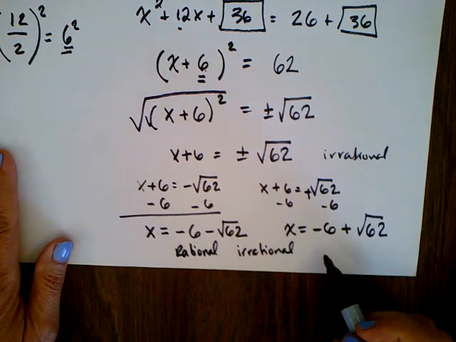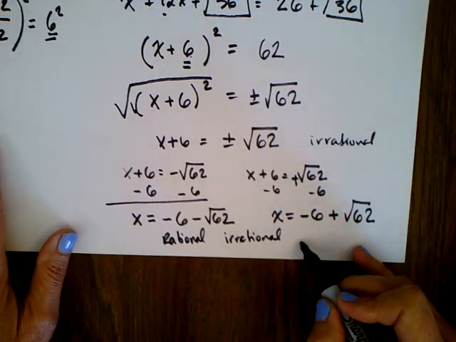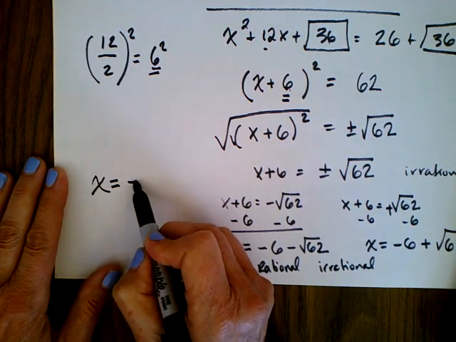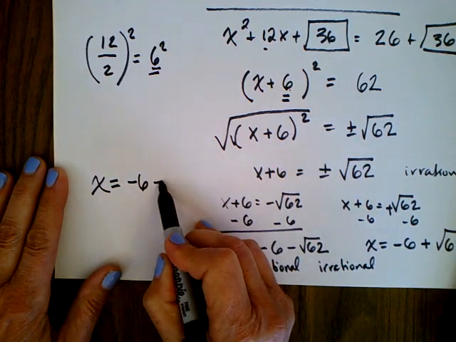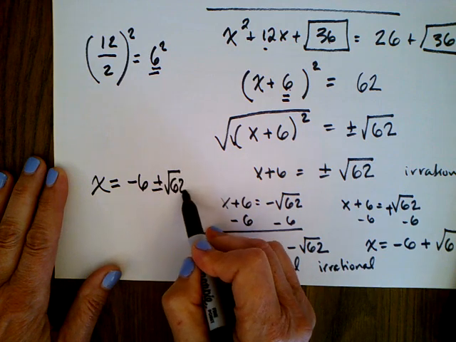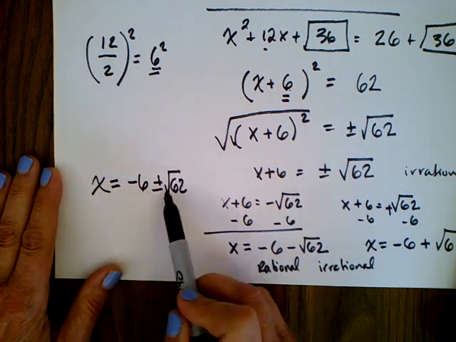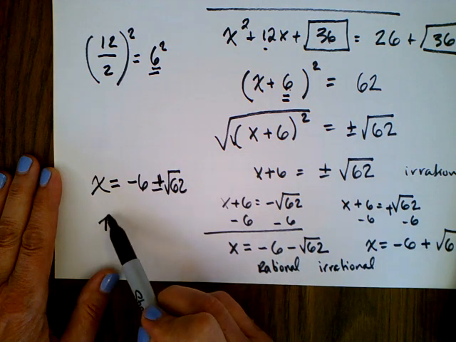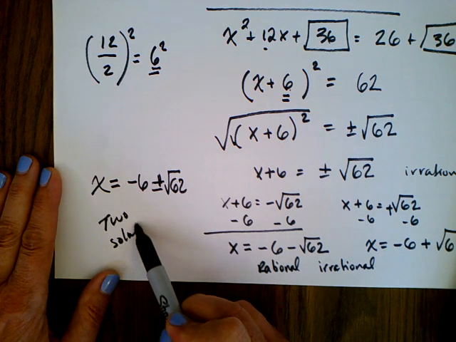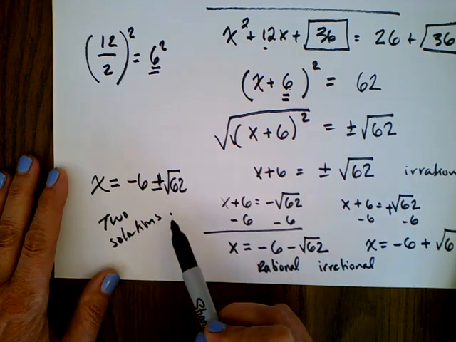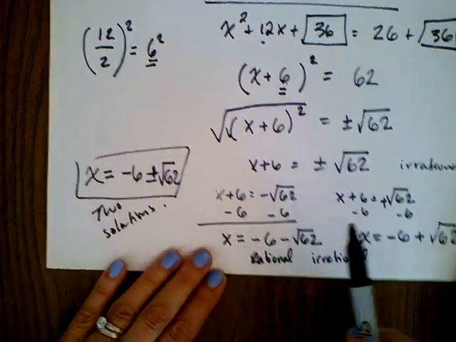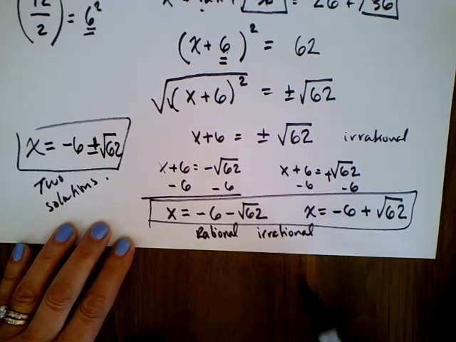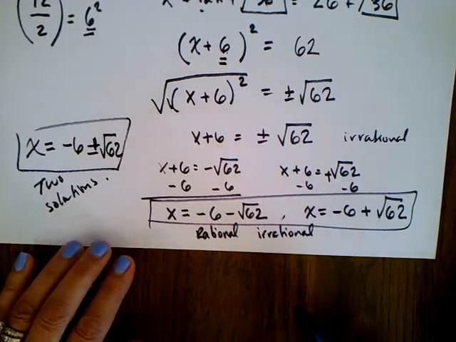Now, some teachers might let you write it like this, and I'll put it over to the side. Some people might allow you to write negative 6 like this and then put plus minus square root 62, where that plus minus sign is understood to mean there are two solutions. But whether you write it this way or you write them separately, doesn't matter. They're still the same solutions. Okay, I hope that helped.